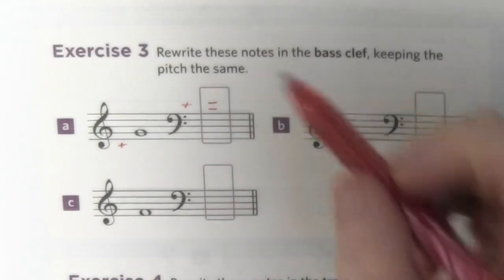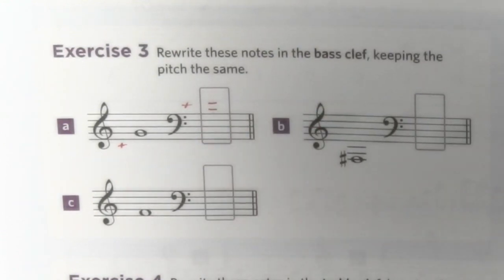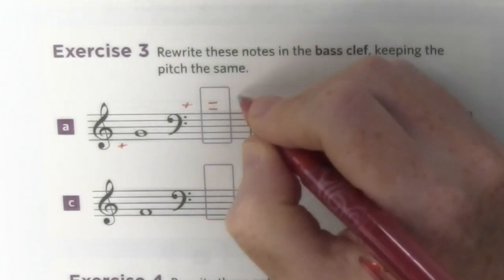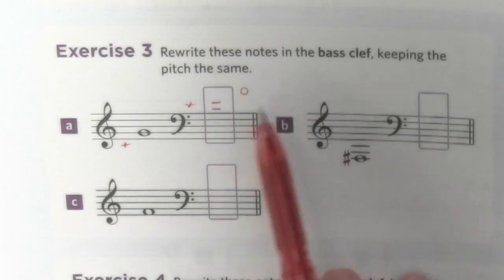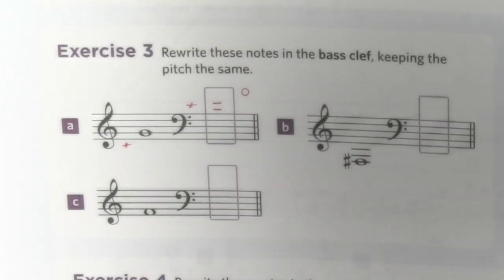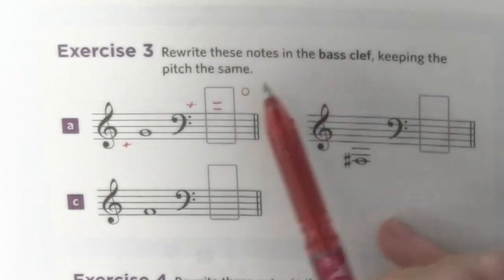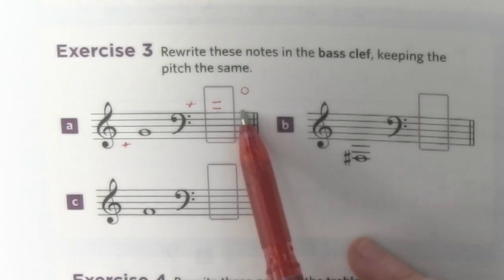Sol, la. We must create the ledger lines. Why? This is the value, the importance of the ledger lines. Because if I write a note here, would you be able to tell the name? I can tell you this is la. But how can you say it if I don't mark the distance?